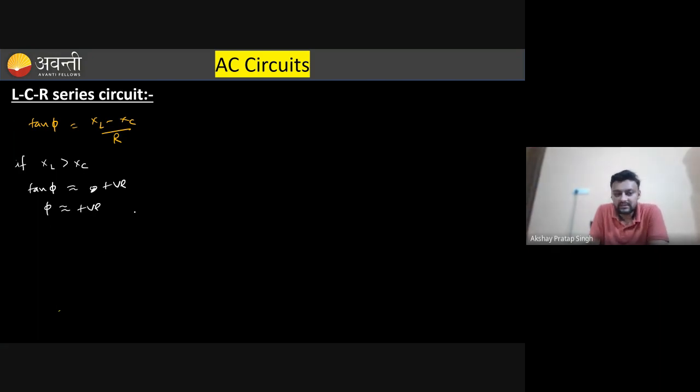Phi is positive means the diagram that you have drawn is correct. This is I, this is VL minus VC, and this is net EMF, and this is phi. That means EMF leads the current. EMF leads current. And the circuit is more inductive. If EMF is leading, that means the circuit is more inductive.